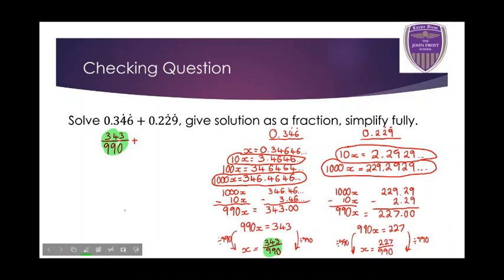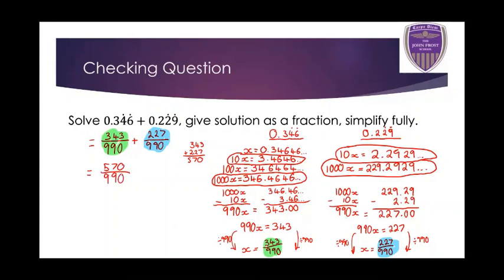Let's use a different color highlighter. Let's go for blue. So this answer here, add that to 227 over 990. Showing you where we got this from. So we're trying to solve this. So 343 plus 227, let's do some quick maths over here. 343 plus 227. 3 plus 7 is 10. 4 plus 2 plus 1 is 7. 3 plus 2 is 5. So we've got 570 over 990.